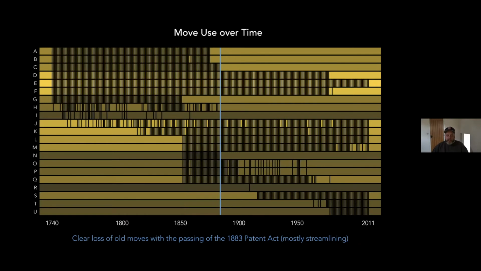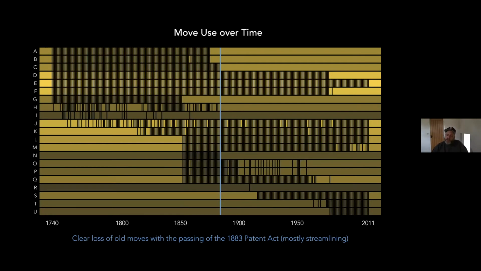Here's the 1883 one, and you can see that around 1883, and leading up to 1883 more generally, you're losing moves, including some of those old moves, and that's kind of streamlining, right? Because it got very complicated there for a little bit in the late 19th century, and it gets streamlined here.